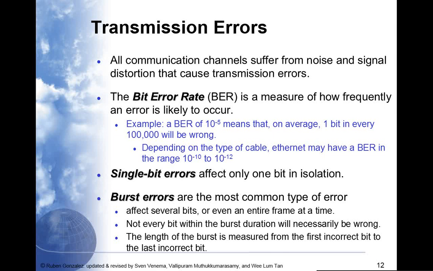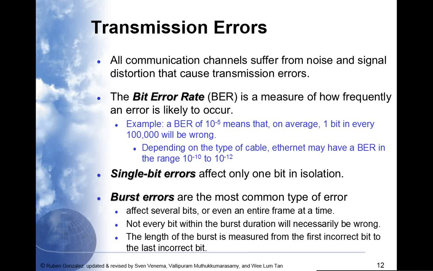We can't avoid it, but we would like to minimize those, and we can do certain things to do that. One of the things we can do is we can shield the cable from interference. Right, so that's an example of what we can do to affect that. Single bit errors affect only 1 bit in isolation. Burst errors are the most common type of error, though, and they affect several bits, or even an entire frame, or maybe a minute at a time, depending what's going on in the environment.